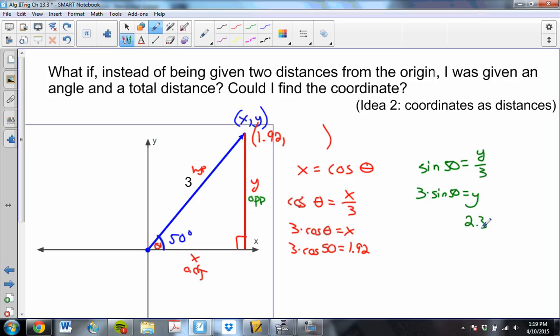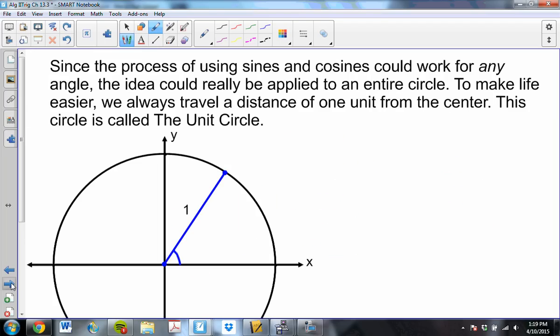So this is basically the point 1.92 comma 2.3. So I can find that coordinate knowing just an angle and a length. Really, if I took the process of using sines and cosines, I could find any angle. It wouldn't just have to be this theta of 50. It could be any angle at all.